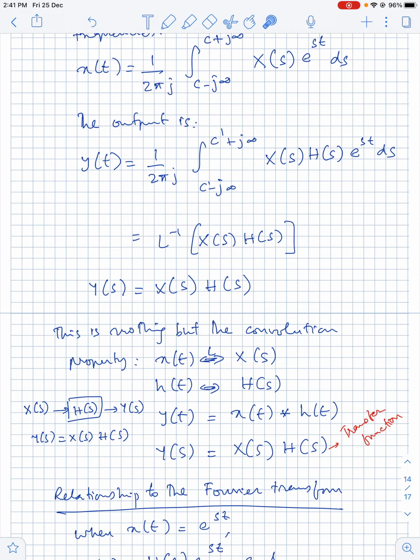So if this is your system, this is X of s, the Laplace transform of x of t, and this is the Laplace transform of your h of t, which is your impulse response, the Laplace transform of which is H of s, and you get Y of s. The relationship between y and x is Y of s is equal to X of s multiplied by H of s.